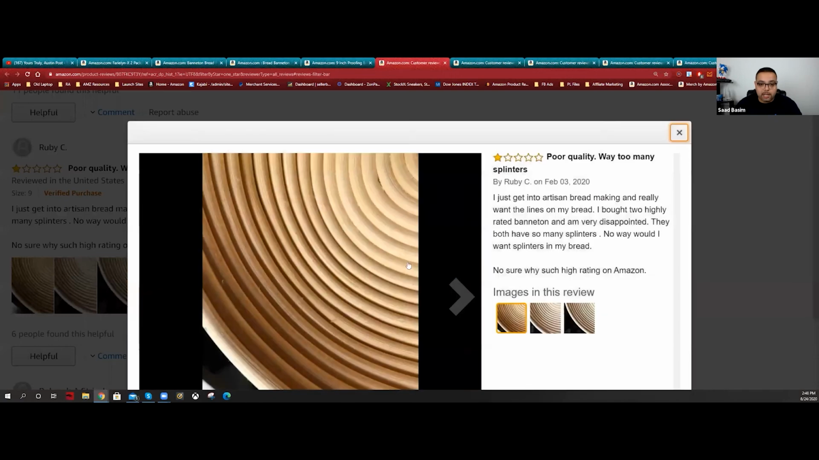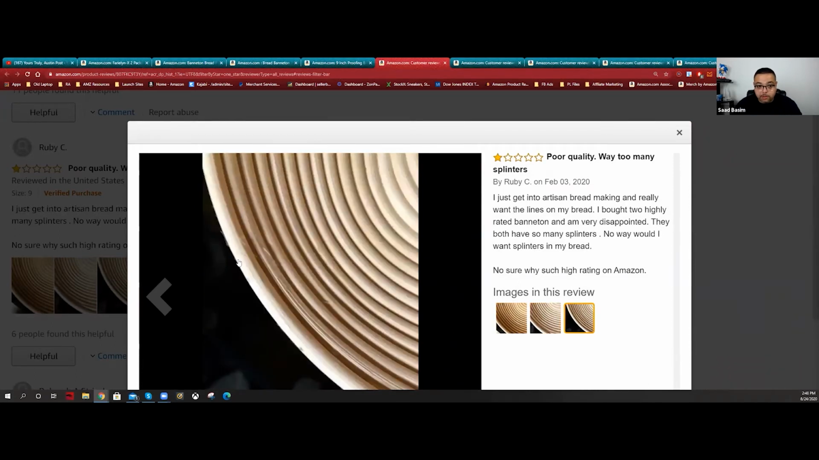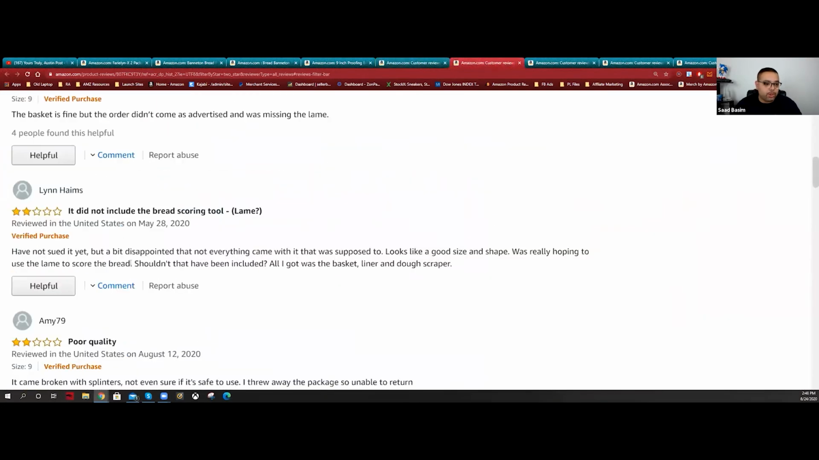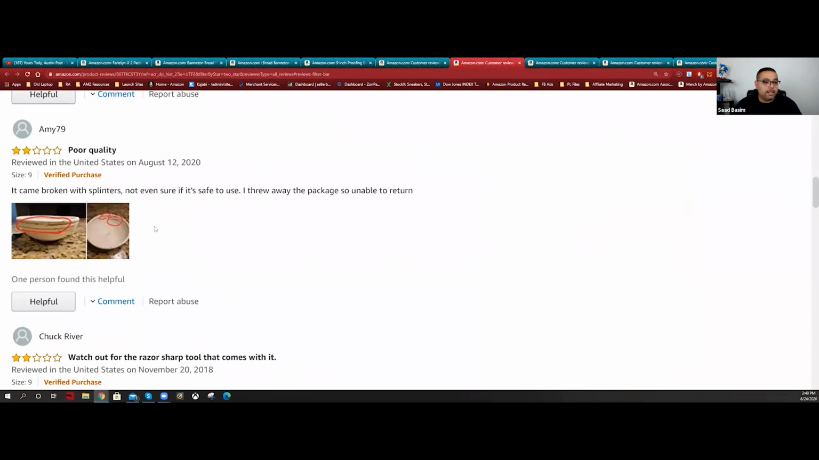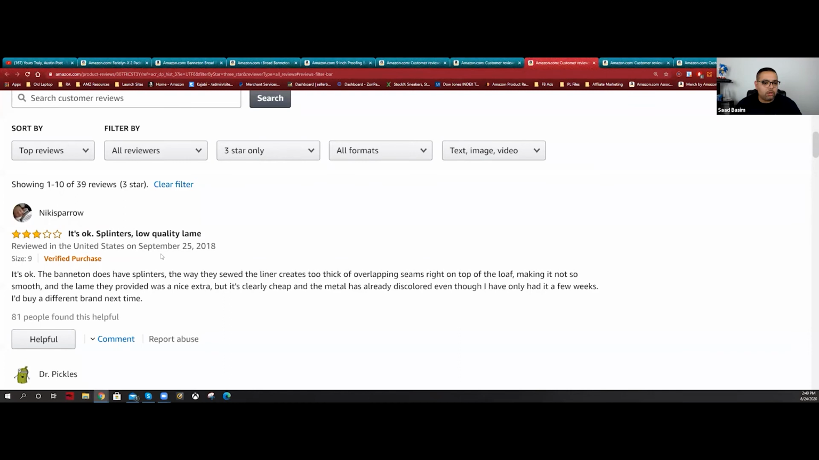The same thing here. You can see pictures. You can see what the splinter means. Look, it's a bit splintery here. You don't want that to happen. Way too many splinters. So here are the quality issues, big time. That's something we need to look at. You do the same thing with number 2. You see missing lame again. Didn't include bread scoring tool. So we had the splinter issue again. Number 3, it's okay, splinter, low quality, lame.